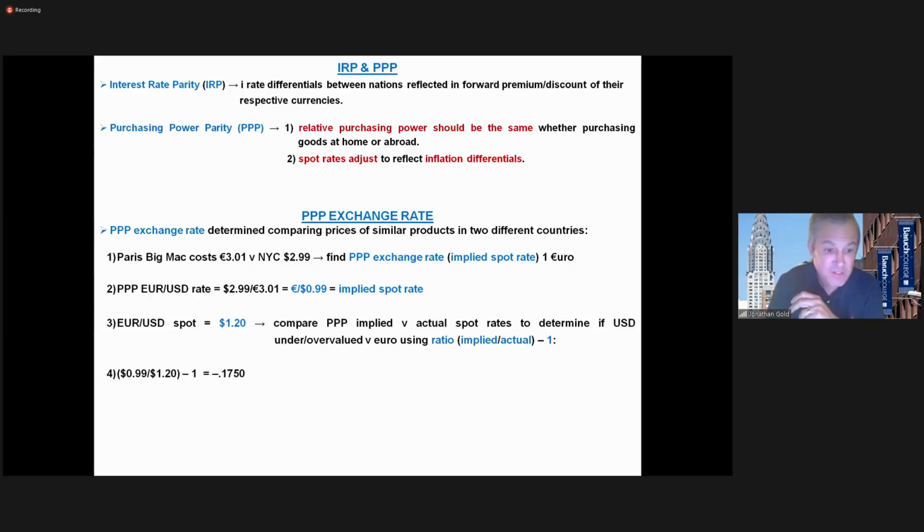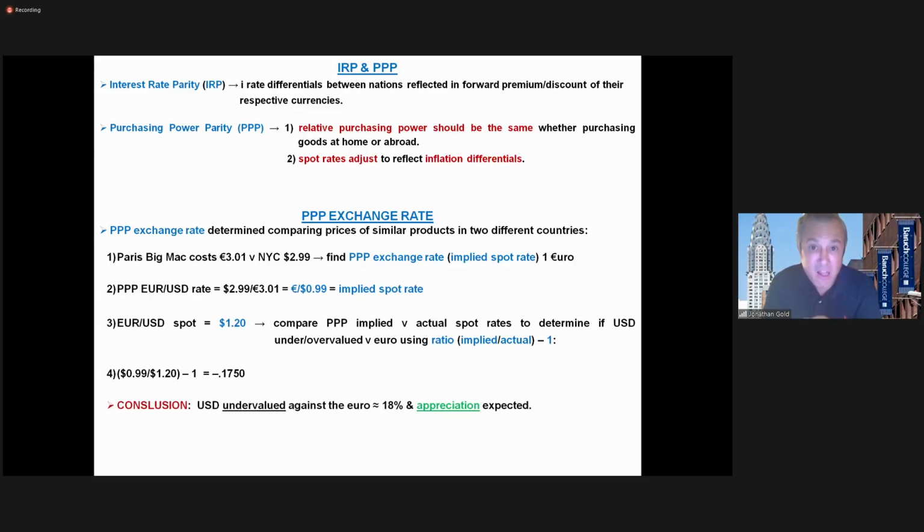So look how the technique works. We say the implied was 99 cents over the actual $1.20, minus 1, gives us the percentage of 17.5%. So what's the conclusion? That the dollar is undervalued against the euro by about 18%, and therefore appreciation is expected. What the purchasing power parity exchange rate is telling us is that right now the euro is overvalued and the dollar is undervalued, based upon the price of exactly the same products in these two markets, Paris and New York.